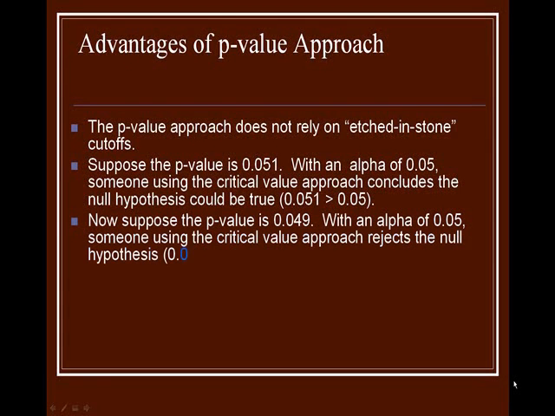Similarly, if we got 0.049, this time we would reject H0. The difference between 0.049 and 0.051 isn't really that much, but using a critical value approach, we make completely different decisions. With the p-value approach, we can look at exactly that probability.